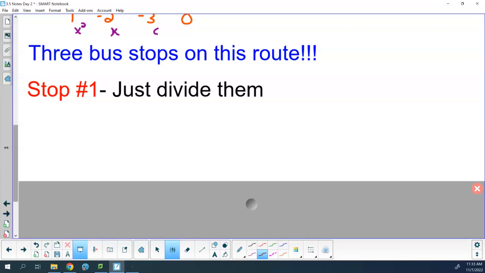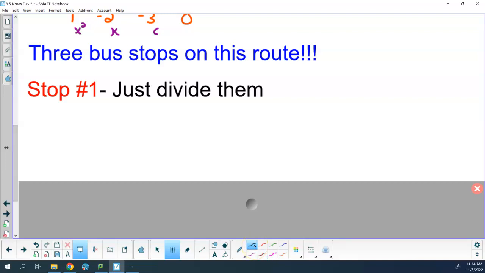So what I'm saying is, it is your responsibility to know what the problem is asking you to get off the bus at. If it says just divide the problem, and you go all the way through and you give me the zeros, you're wrong. You got off at the wrong bus stop. You're not where you're supposed to be. If it says give me all the zeros, which is bus stop number 3, and you get off the bus at bus stop number 1, you're in the wrong spot. So it's your job to know which bus stop is which.